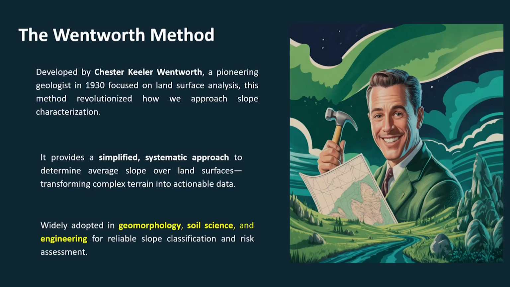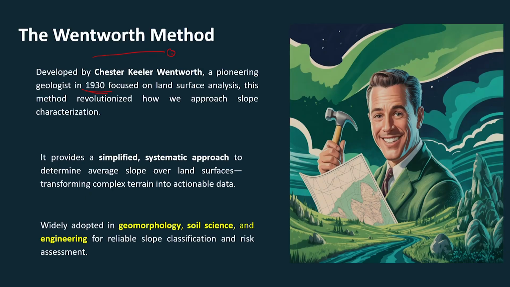So, next, what is Wentworth's method and why is it called so? Wentworth's method was developed in the 1930s by someone called Chester Keeler Wentworth. He was a pioneering geologist who wanted to provide a simplified as well as systematic approach to determine the average slope. Please note, it is average slope over the land surfaces.